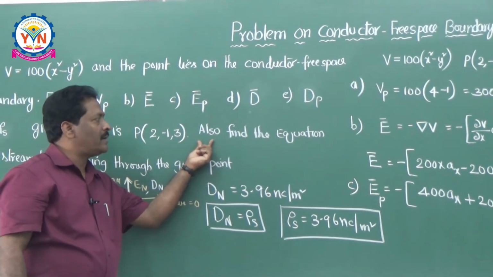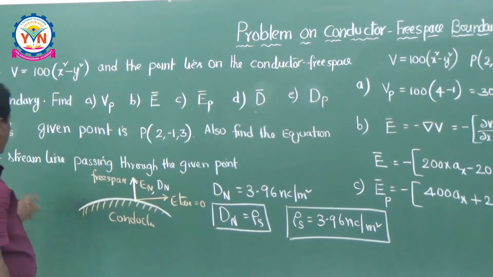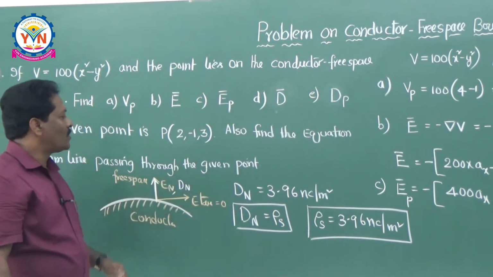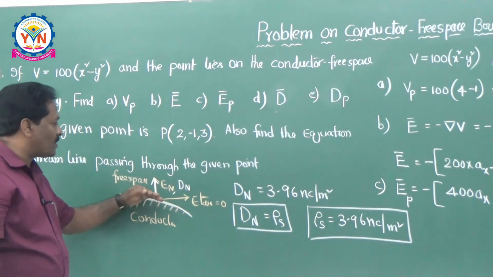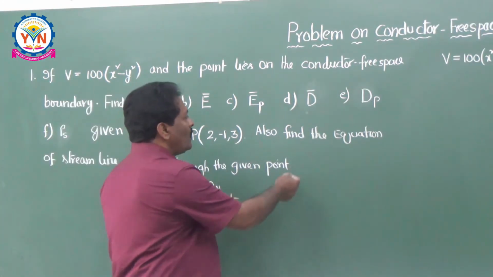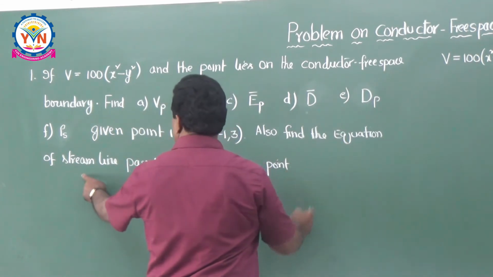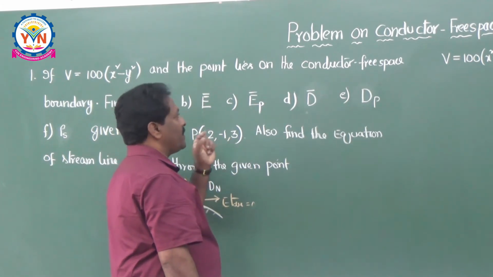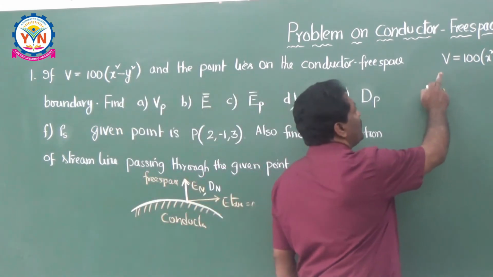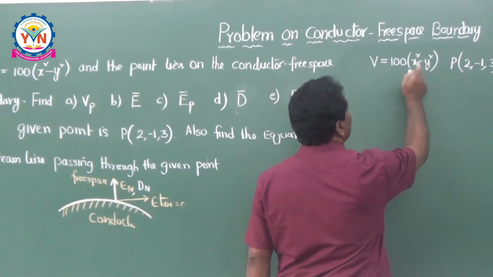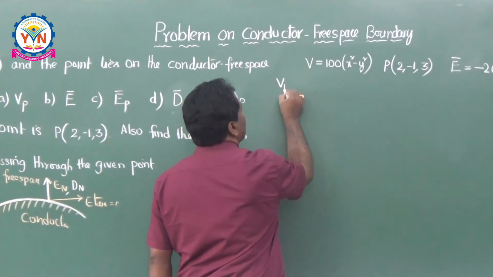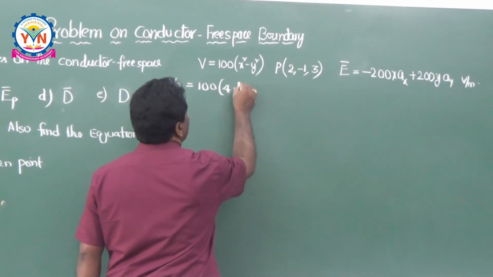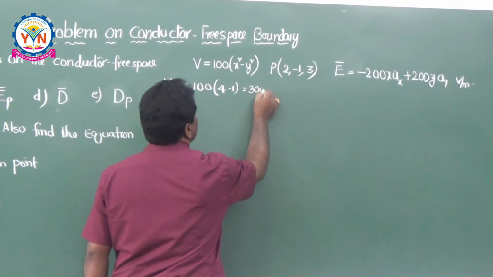We have to find the equation of the streamline passing through the given point. So what is the streamline? Let us sketch it now. We are going to find the equation of the streamline passing through the given point P of 2, minus 1, 3, and the given potential is V equal to 100 into x square minus y square. Then the potential at the given point Vp is equal to 100 into 4 minus 1, that is equal to 300.